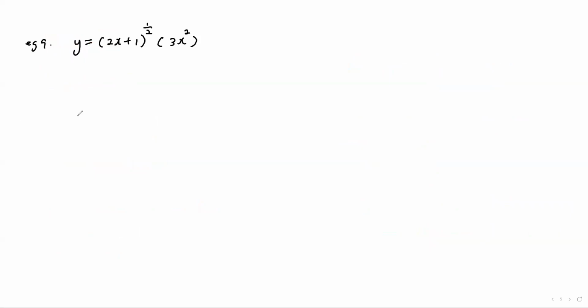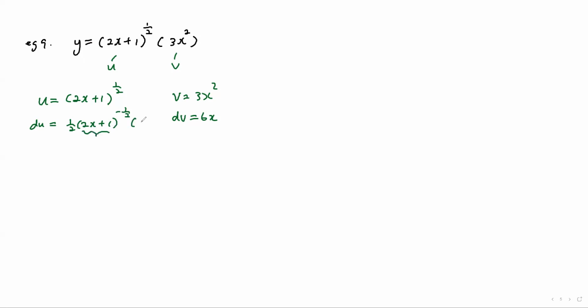Okay, so let's look at example 9. So the same thing, we're going to let this be u and we're going to let this be v. All right, so u is (2x plus 1) to the power of half, and v is 3x squared. All right, so dv/dx would be 6x, and du/dx is half (2x plus 1) to the power of negative half. Okay, and then multiplied by the derivative of the inside, which is a 2 again. So this is just 1 over the square root of 2x plus 1.